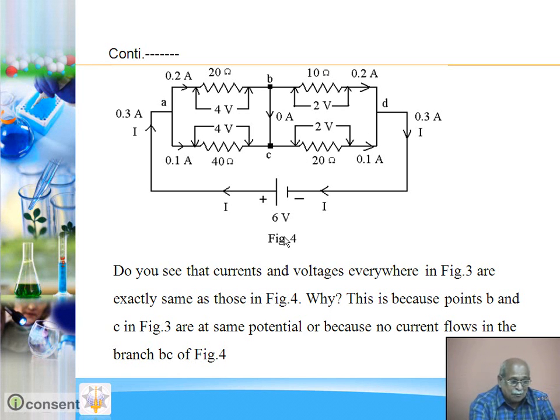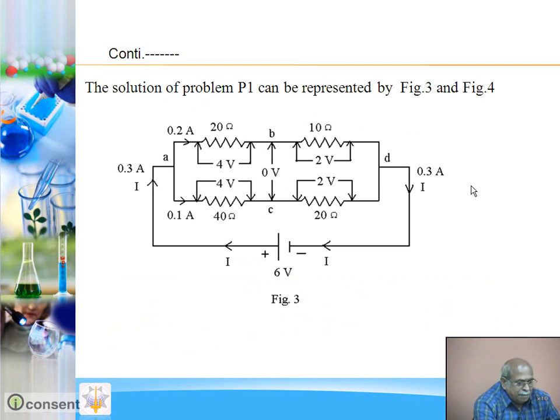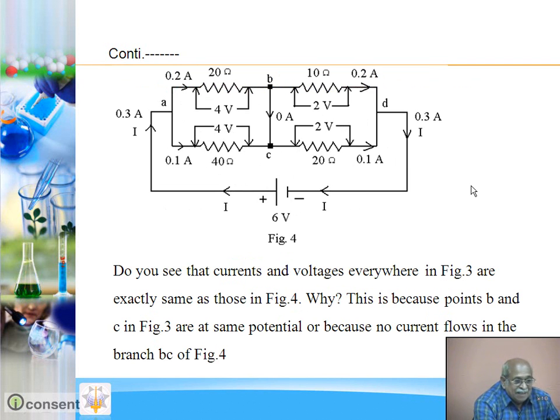Look at figures 3 and 4 carefully. Compare carefully. This is figure 3 and here is figure 4. A careful inspection of figure 3 and figure 4 shows that in both the figures, current in respective resistances are same and also potential difference across respective resistances are same.